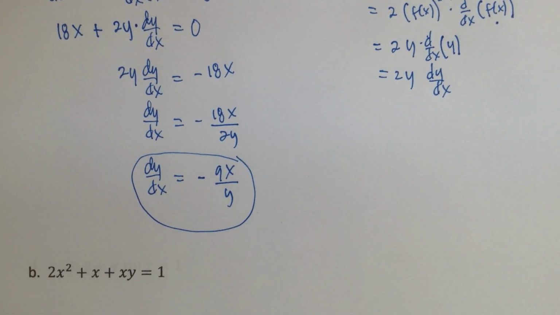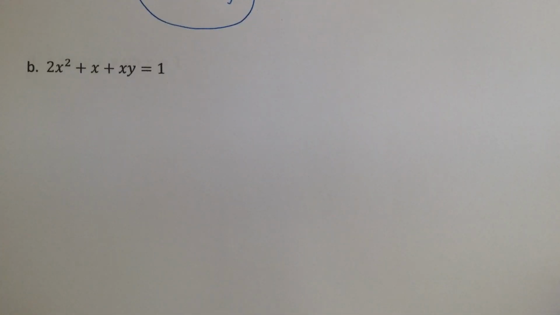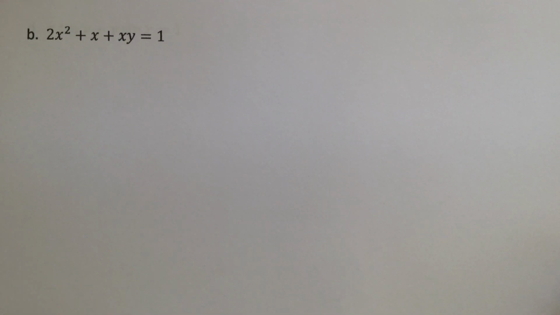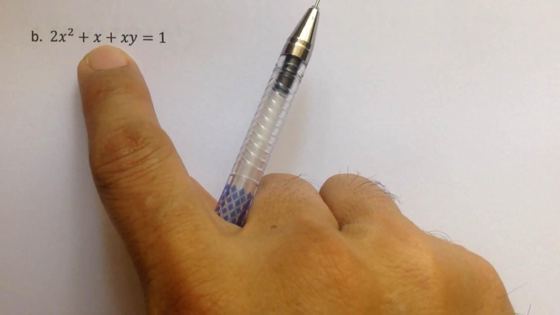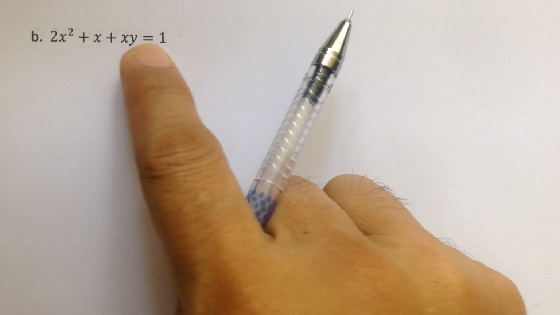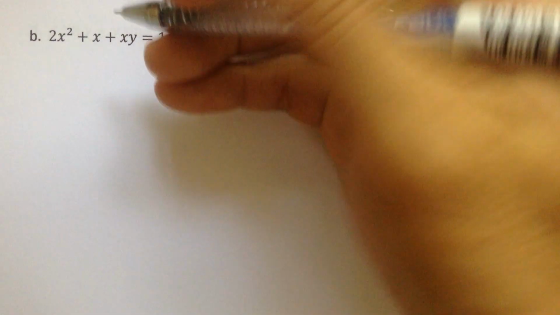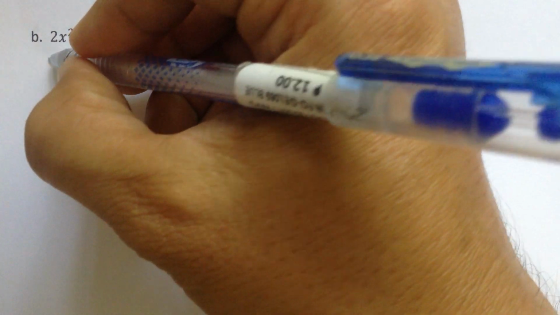So this is the dy dx, using implicit differentiation of this expression. Let's consider now example number 2. Okay, this time we're going to discuss the derivative of 2x squared plus x plus xy equals 1. Okay, how do you find the derivative of this?